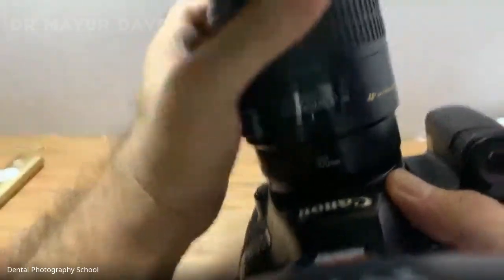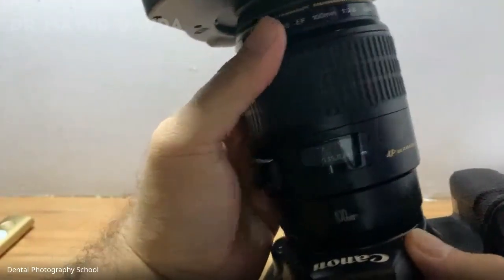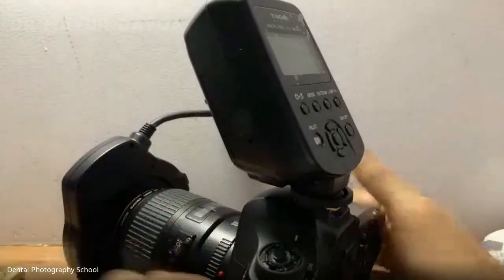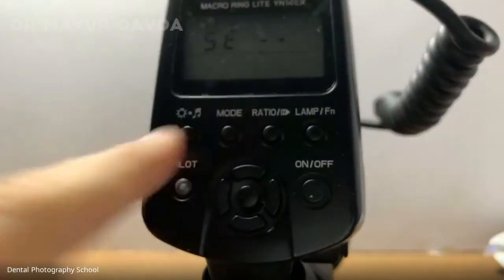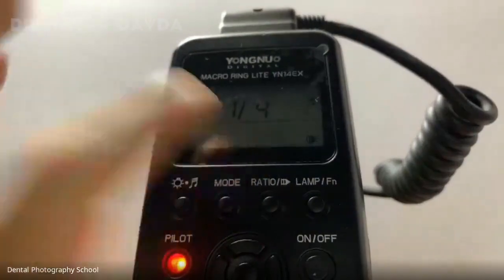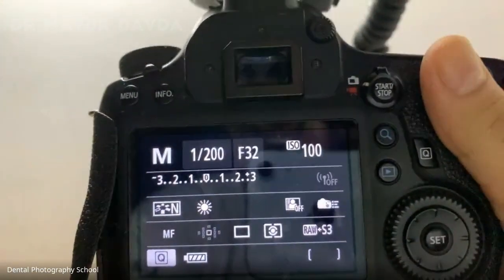So I'm just going to put it at 1:1.5 right now. So it's at 1:1.5. I'm not going to touch my lens again. I'm just going to keep my entire equipment down. My flash is sleeping right now. You can see, so I'll just wake it up. And my power is at 1:4, and my settings are at 1/200, f32, ISO 100.